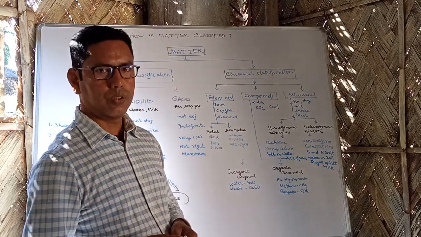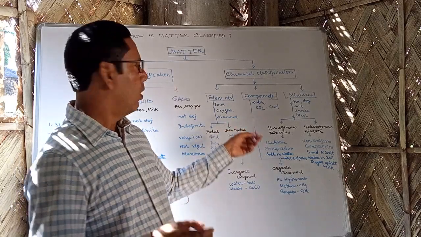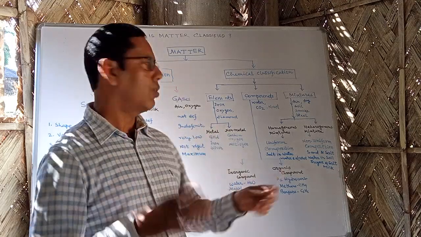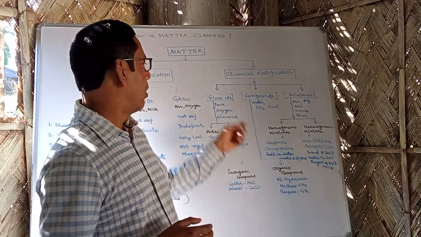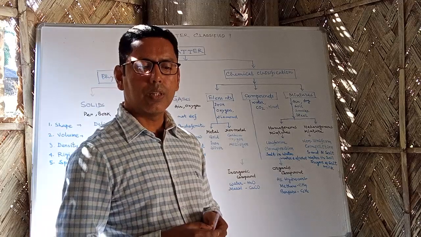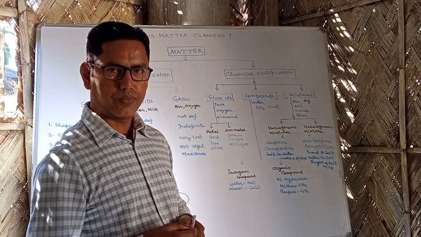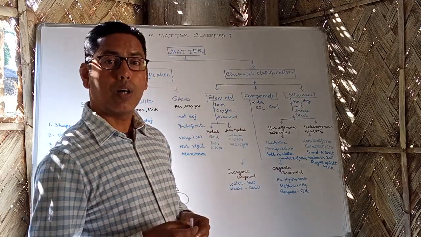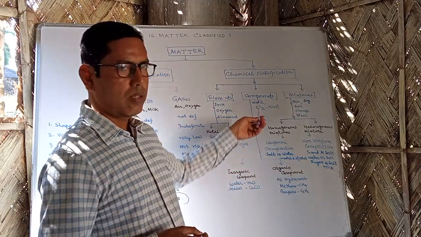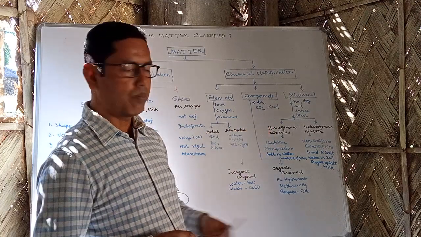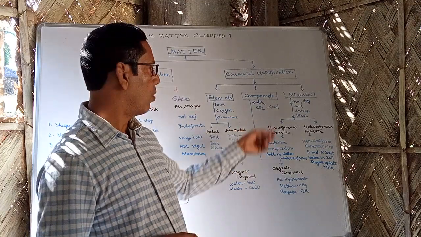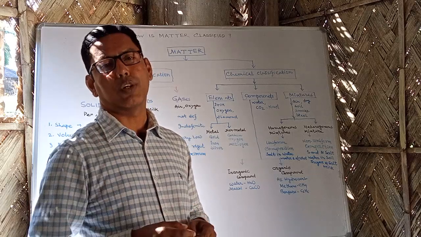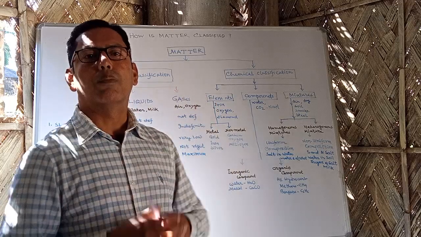Next, compound. A compound is also a pure substance. It is a combination of elements or substances. Water is a compound, carbon dioxide is a compound, sodium chloride is a compound. These are all compounds. Compounds have fixed melting and boiling points. It has a chemical formula.